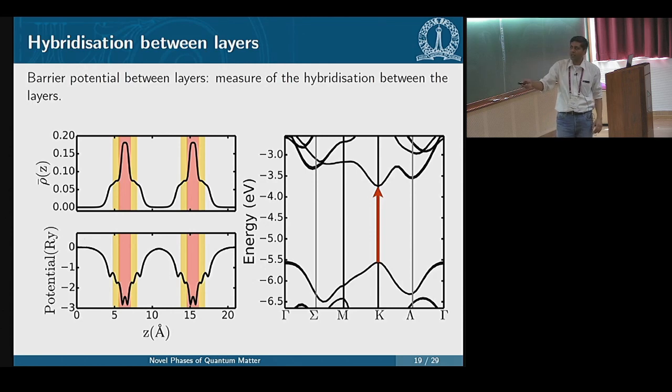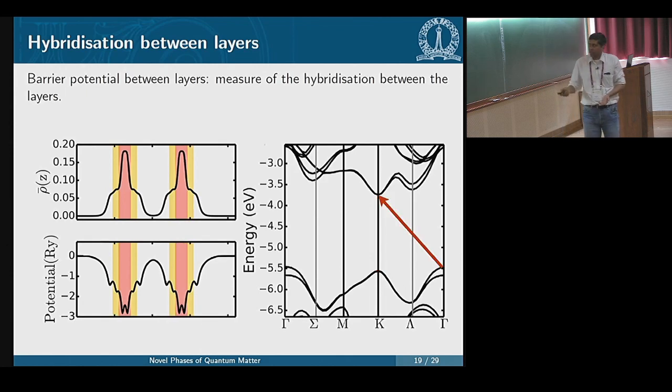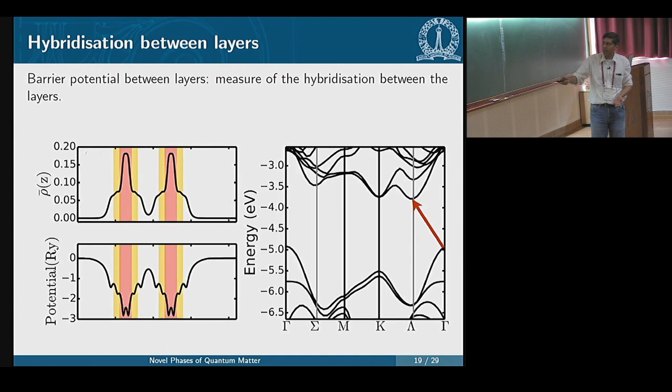But if I look at the potential over here, I can track what happens to this potential as I bring the two layers closer. As I bring the two layers closer, there should be some tunneling between them, and as a result the barrier between these two layers will come down. I can track that barrier as a surrogate for some hybridization between the layers. As I bring the layers slightly closer, the barrier is no longer at that point, and if I bring them to the equilibrium spacing, I find that the barrier is reduced.